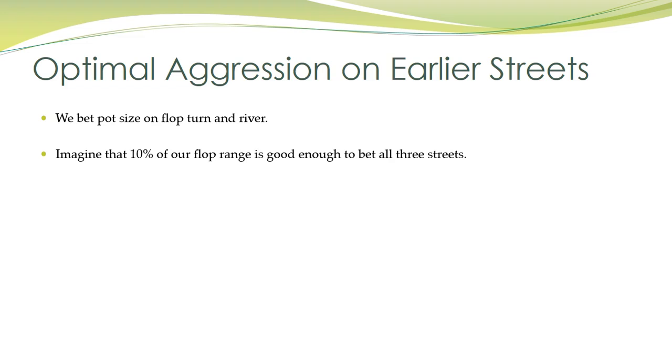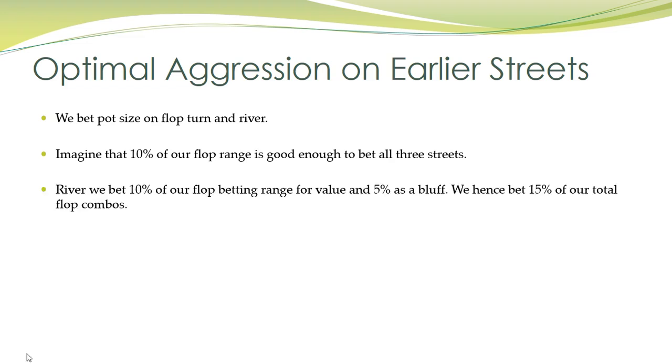Imagine that we get to the flop, we have a look at our range, and we decide that 10% of the hands within our range on the flop are good enough to bet all 3 streets with for value. Now for the rest of this example, which is going to get slightly complicated compared to some of the other stuff we've done so far, we're going to think about our betting range as a function of the amount of flop combos we have. So let's now work backwards from the river. 10% of our flop range we value bet the river with.